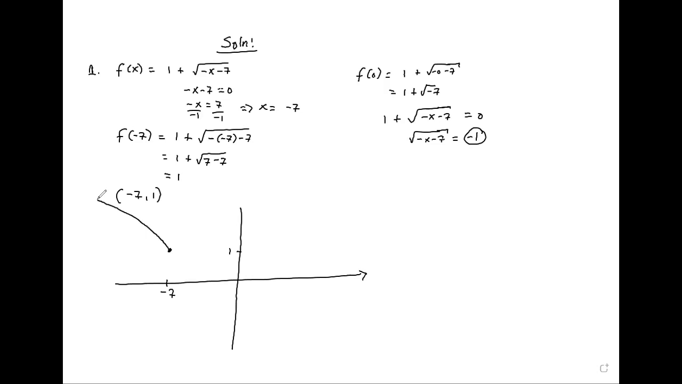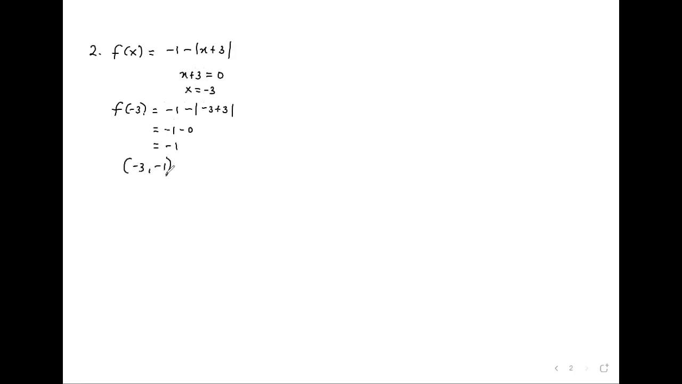Question 2. f of x is equal to -1 minus the root of x plus 3. We take x plus 3 and equate it to 0, so x is -3. This value we take into the function: -1 minus the root of -3 plus 3, giving us -1 minus 0, which is -1. So our starting point is (-3, -1).